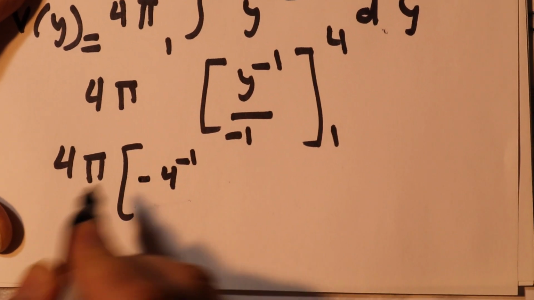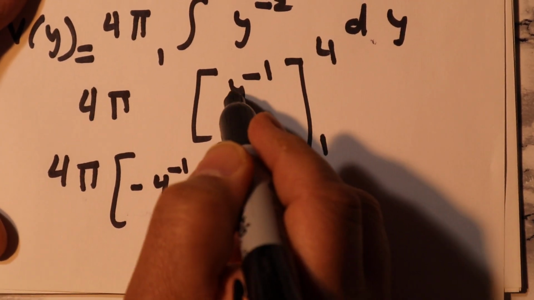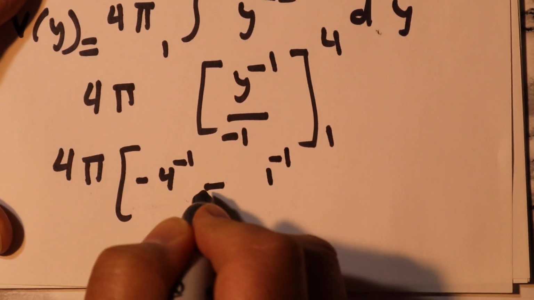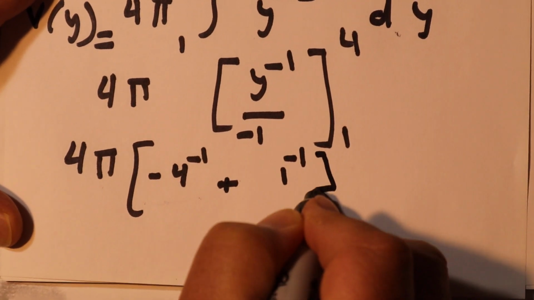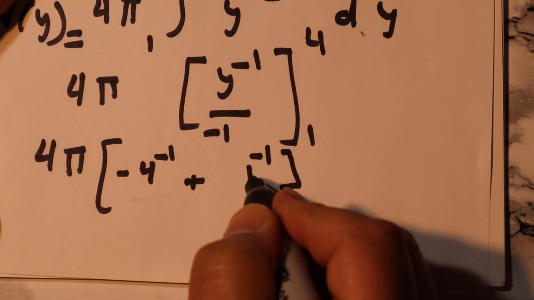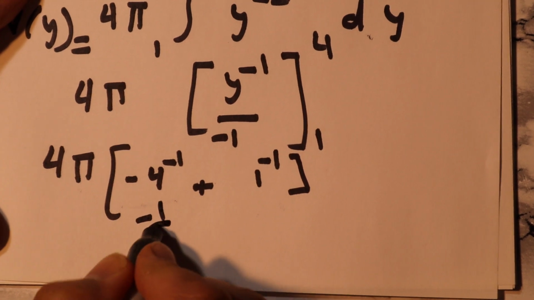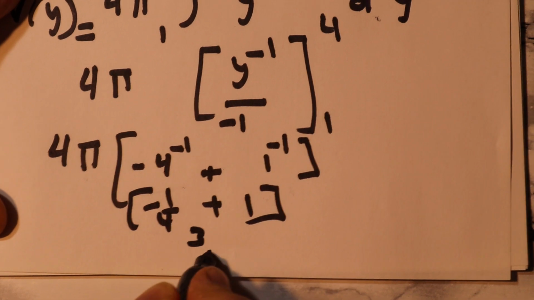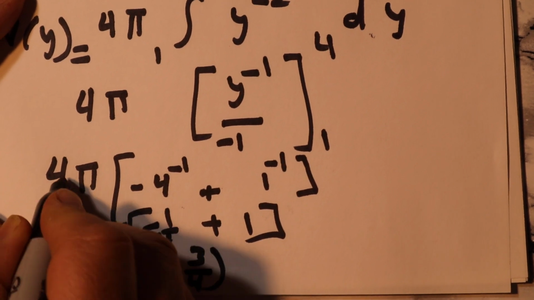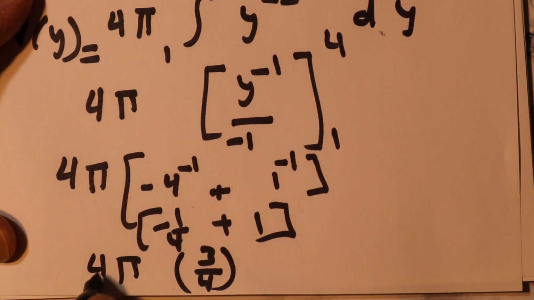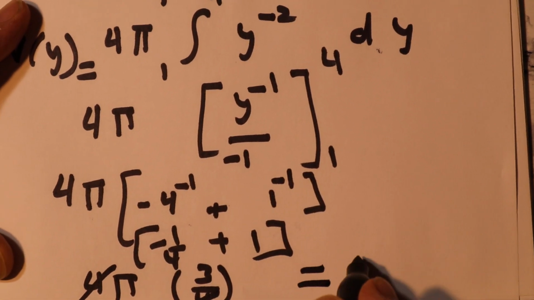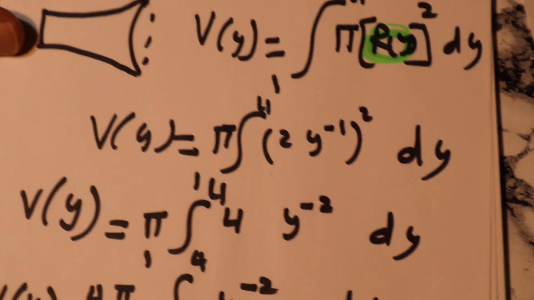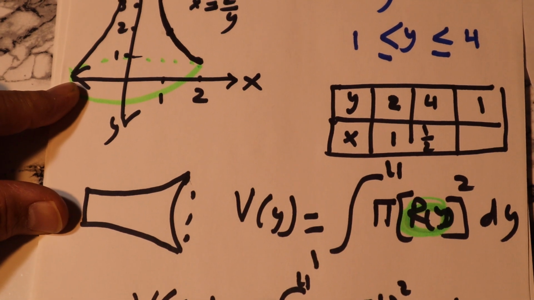Divided by negative 1, which is a minus. Replace with 1: 1 to the negative 1, divided by negative 1 will be positive. So this will be 1 over 1 and this will be 1 over 4. So negative one fourth and 1. If you combine it, it will give us 3/4 times the 4 pi that we have. Cancel out 4 with 4. The final result is 3 pi. So the volume of this figure will be 3 pi units cubed.